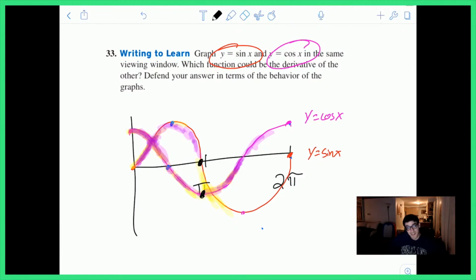actually negative sine. So if y equals sine x, y prime is cosine x. But if y is cosine x, y prime is negative sine x. And again, just kind of making that argument based on the general shapes of the graphs. Increasing means positive derivative, decreasing means negative derivative.